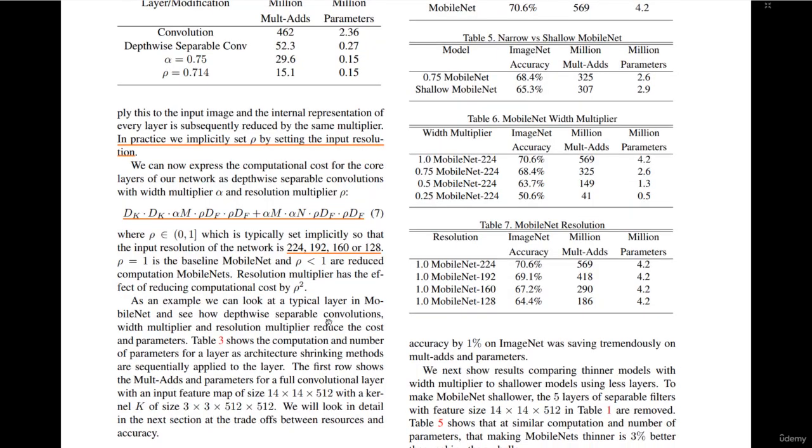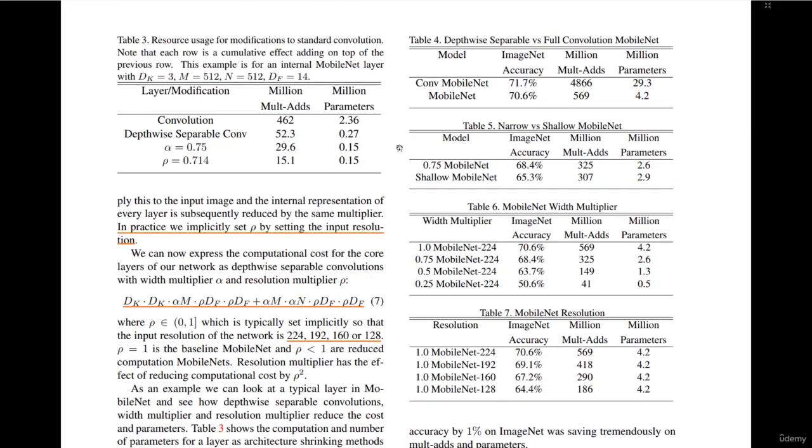And then we have some tables which show us how modifying this MobileNet and the different parameters affect accuracy. So we have this alpha equals 1 MobileNet, which is giving us an accuracy of 70.6. When reduced to 0.5, we drop to 63.7. To 0.25, we drop to 50.6.